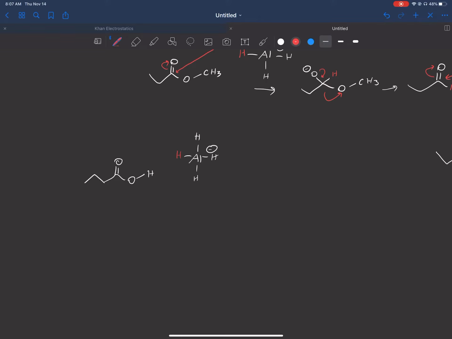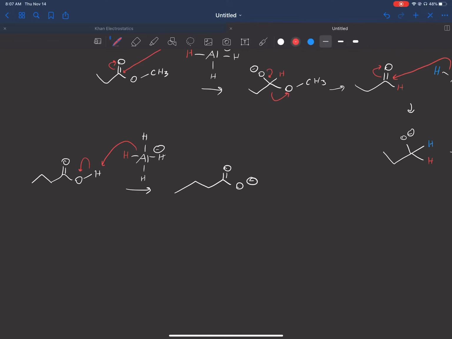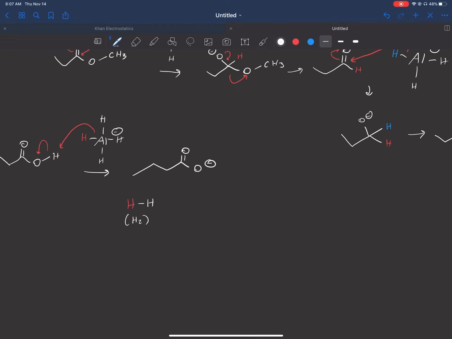So the thing is, and now this is going to be a little bit different, the first step is not attacking the carbonyl. The first step, because remember, H minus is also a base, and we have a very acidic hydrogen, H minus is actually going to grab that H and deprotonate the carboxylic acid. So now we get this O minus, and that came off as H2. So we have H bound to H, which is just H2 gas, hydrogen gas. So now we have this.